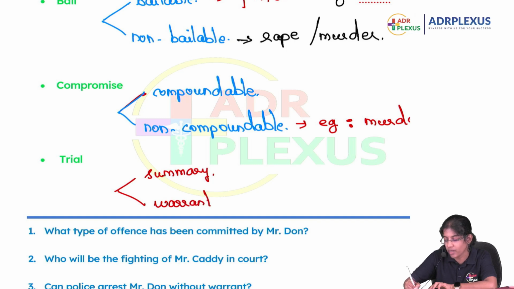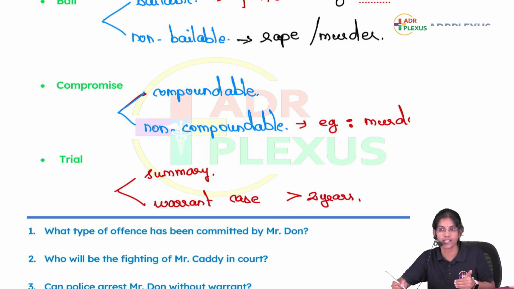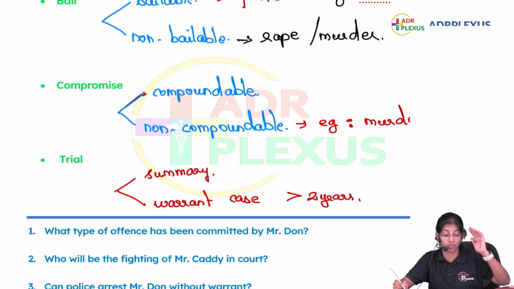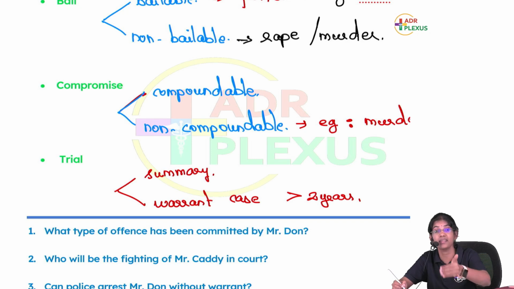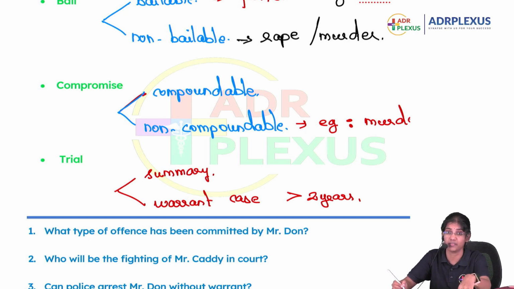Now, what is a warrant case? Whenever the punishment is more than 2 years, it's called a warrant case. Any offense which has a punishment of more than 2 years, we call it a warrant case, which means the proper procedure has to be followed. A charge sheet has to be filed. The moment the charge sheet is filed, it has to be read out to the accused and to the person who has filed the complaint. A proper trial has to happen and then only the judgment can be given.